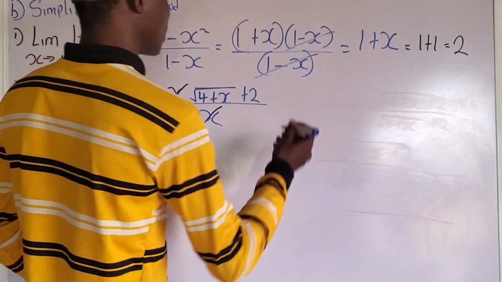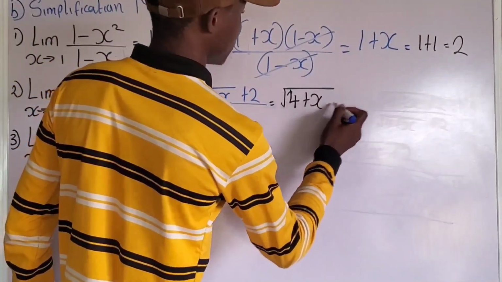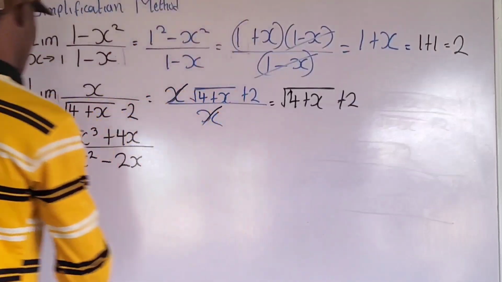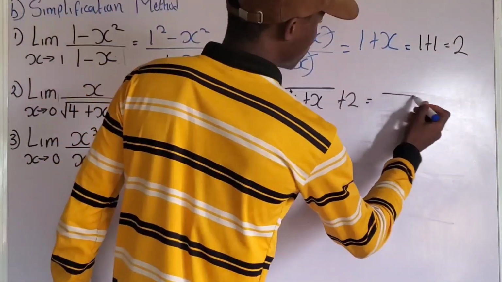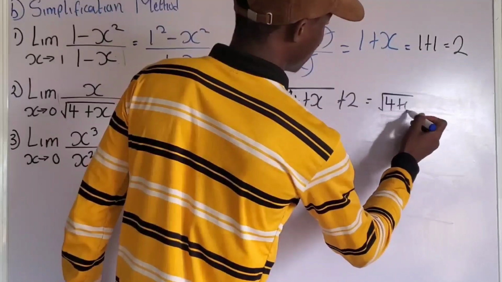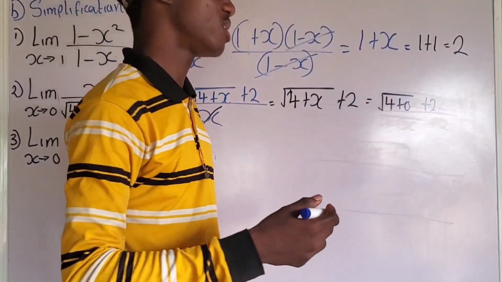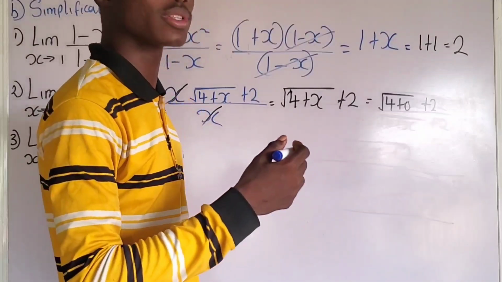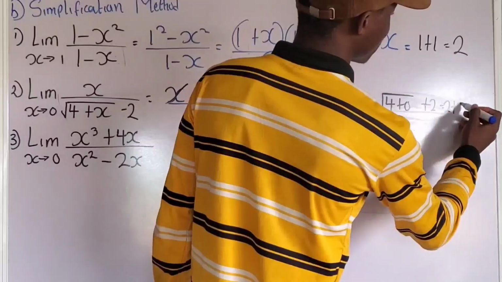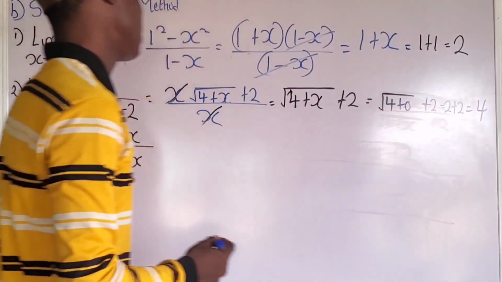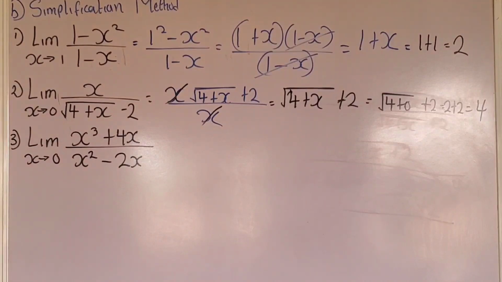We are left with root x root 4 plus x plus 2. Now, please pay attention. When x is 0, what are you going to have? You're going to have root 4 plus 0 plus 2. Now, root of 4 plus 0, that is what? Root of 4. Square root of 4 is 2. You understand? So I'm going to have 2 plus 2. And 2 plus 2 is 4. So the limit of this function as x tends to 0 is 4.